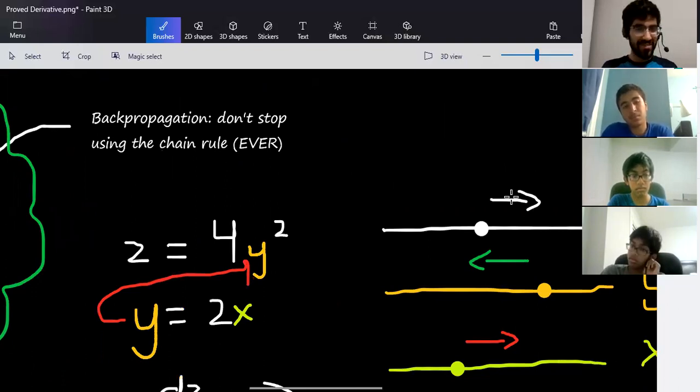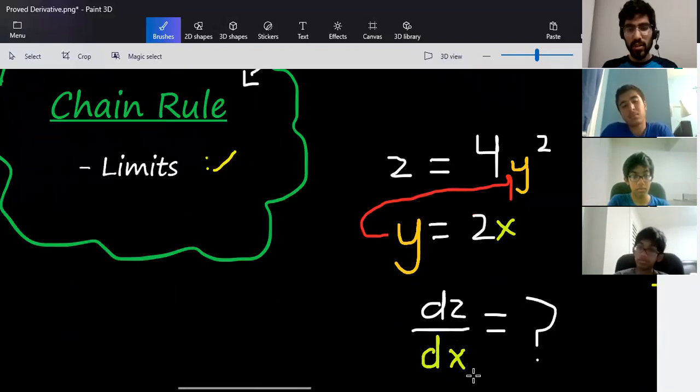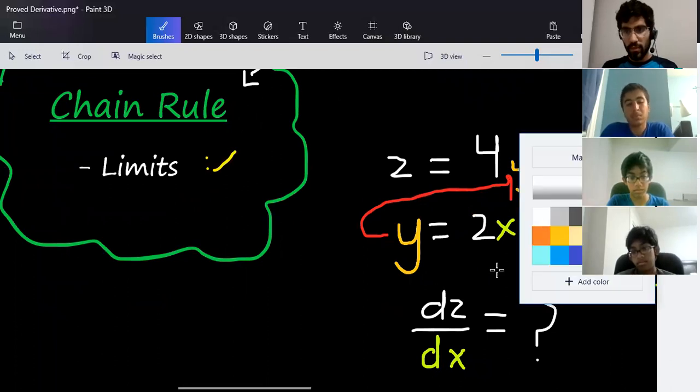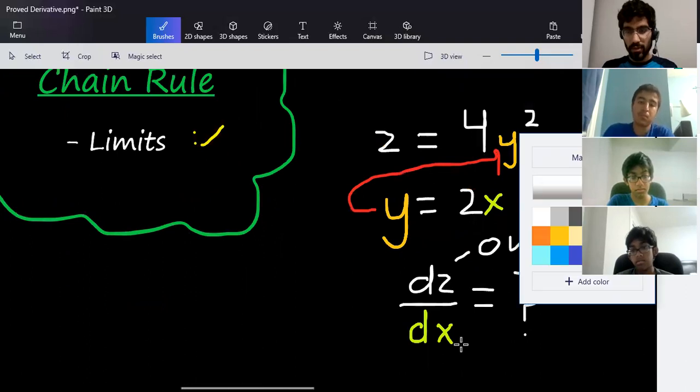Comprendo? Yeah? So what we're looking for is dz by dx, where this is the output, yeah? And this is the input.